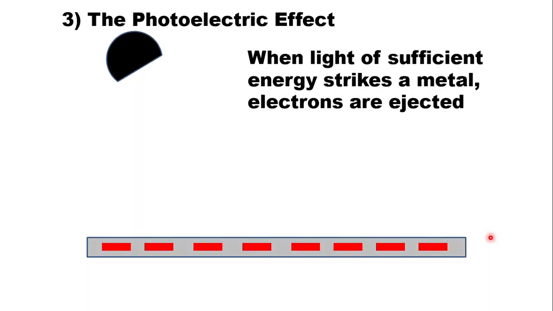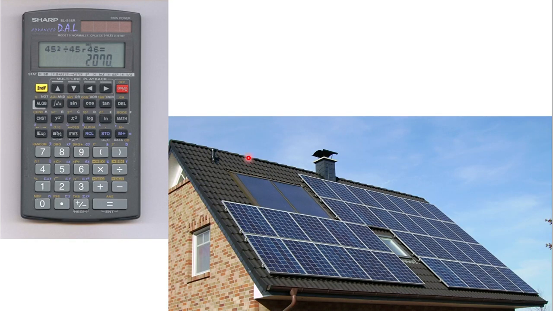The third problem is something called the photoelectric effect. Now, you may never have heard of the photoelectric effect, but you're familiar with its applications. The photoelectric effect is simply a name for the observation that when light of a sufficient energy strikes a metal, electrons are actually ejected. And you probably know that electricity is the movement of electrons. So we can actually use the photoelectric effect to generate electricity. And we do in many applications.